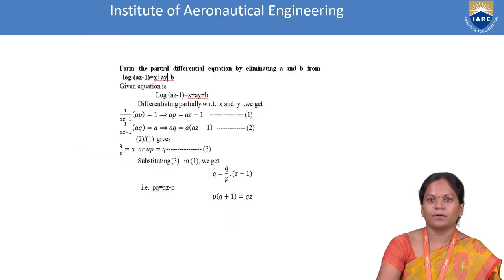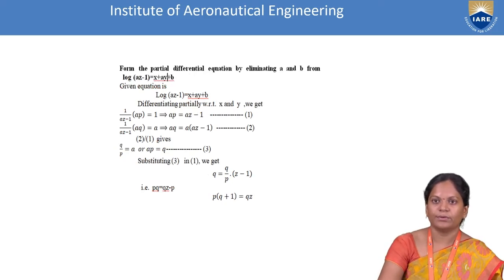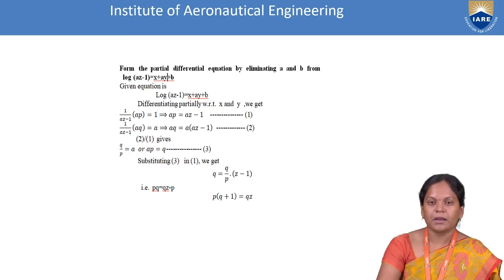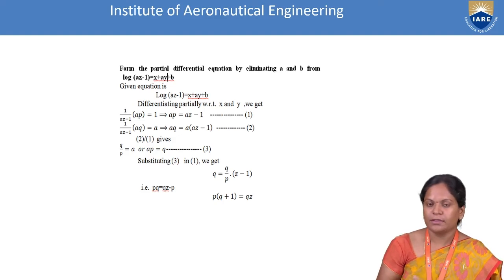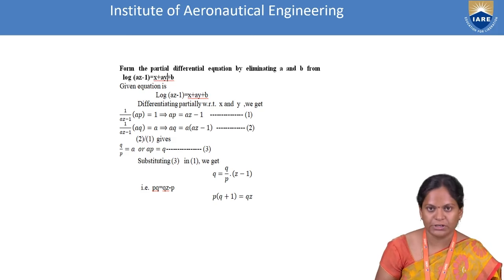Go for the next problem. Here we have log of (az minus 1) equal to x plus ay plus b. Given this equation, again we have a and b, two arbitrary constants. Here also, same: take one time differentiation with respect to x and one time partial derivative with respect to y. Throughout this topic, we have to take only partial derivative, not ordinary derivative.